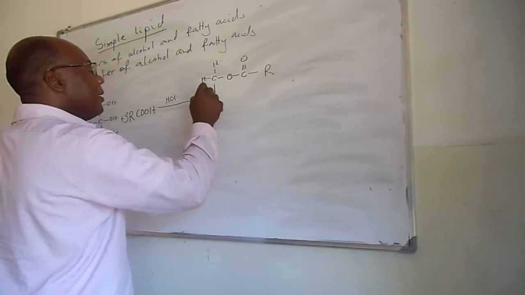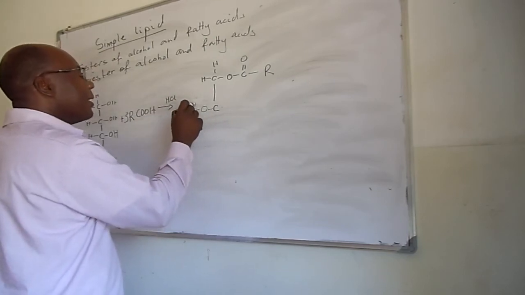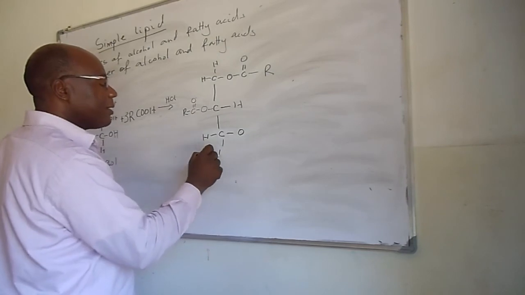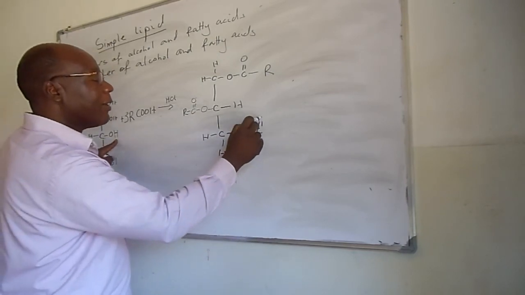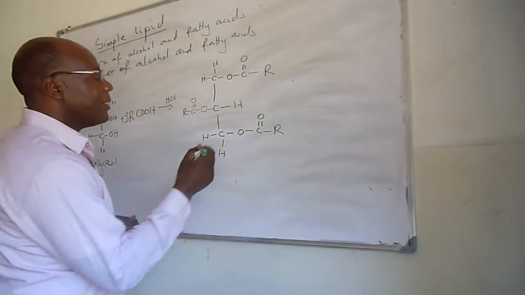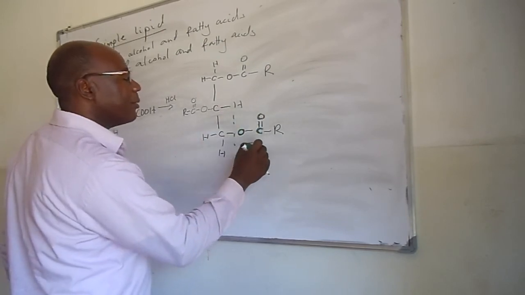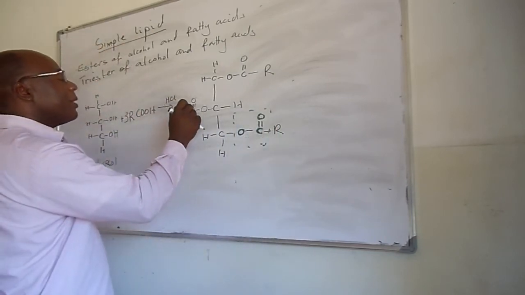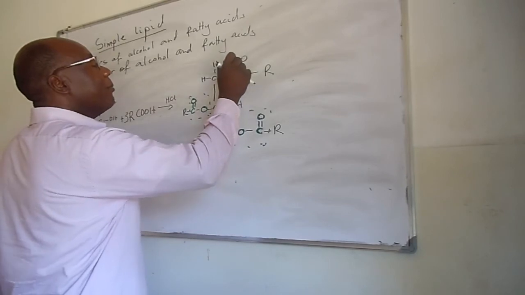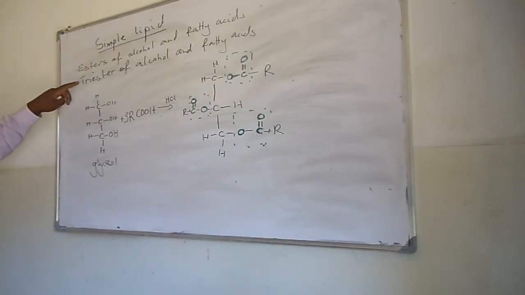Then here we also form another ester. It's better to write it in this direction. There will be water, and this hydroxyl will react with another fatty acid to form that kind of a compound. So what you see is that there is an ester bond here, an ester bond here, and another ester bond here. That's why you are saying it is a triester.